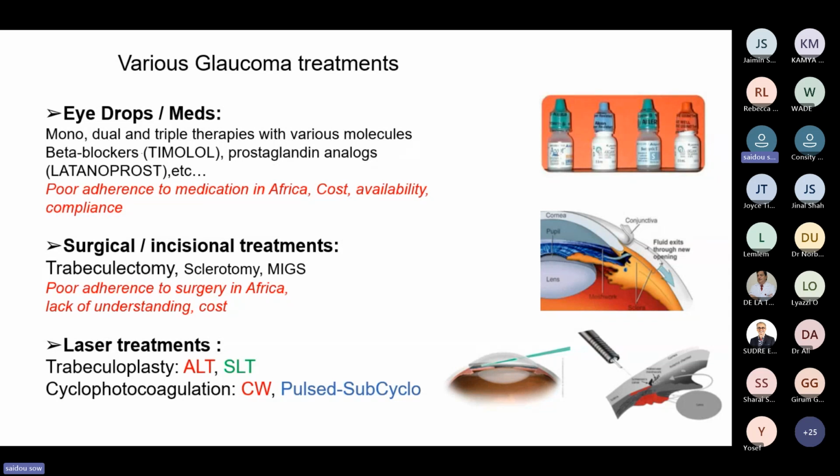And finally, we have laser treatment, which can be trabeculoplasty by SLT, which can be used for early or moderate stage glaucoma. We also have cyclophotocoagulation with two options, the thermophotocoagulation that Emmanuel has talked about, and we will talk about the pulse subcyclo, which is the new modality.